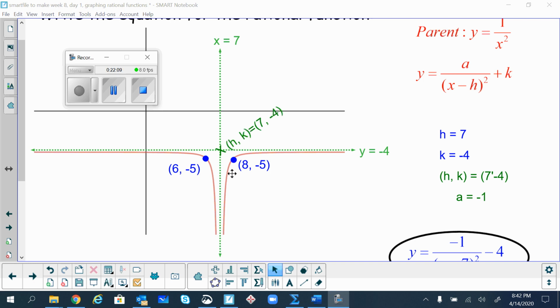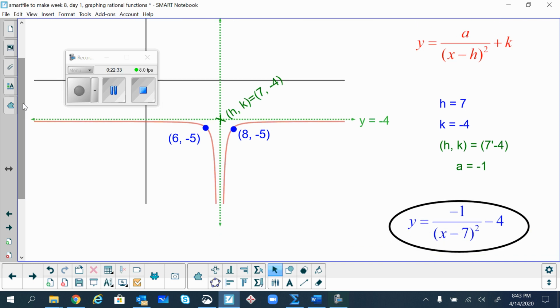Notice that the 6, negative 5 and the 8, negative 5 both have the same y value. So it's only one difference that we have to look at. So negative 4 minus 1 gives me negative 5. So this would be 1 to the right and 1 down. Also 1 to the left and 1 down. So a equals negative 1, reflected over the x-axis. So my equation for my function will be y equals negative 1 over x minus 7 quantity squared minus 4.